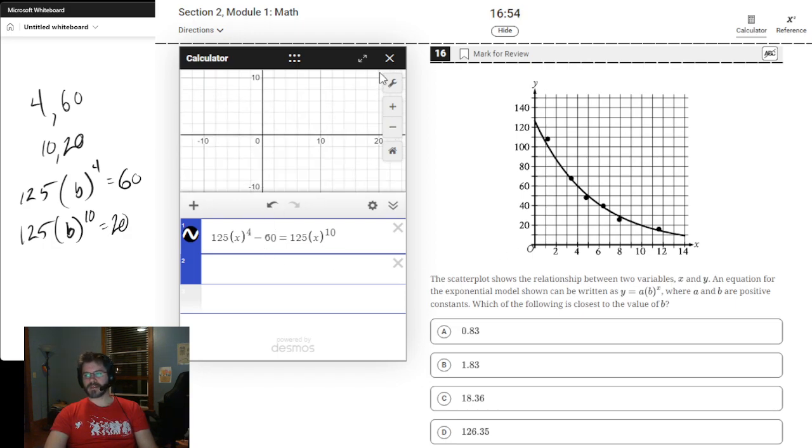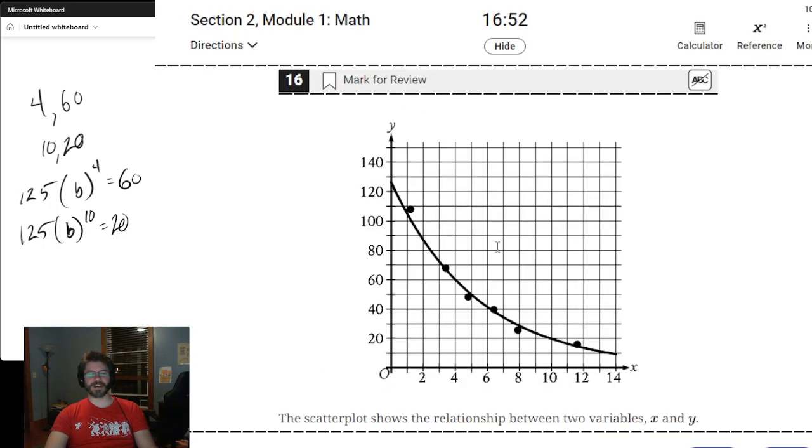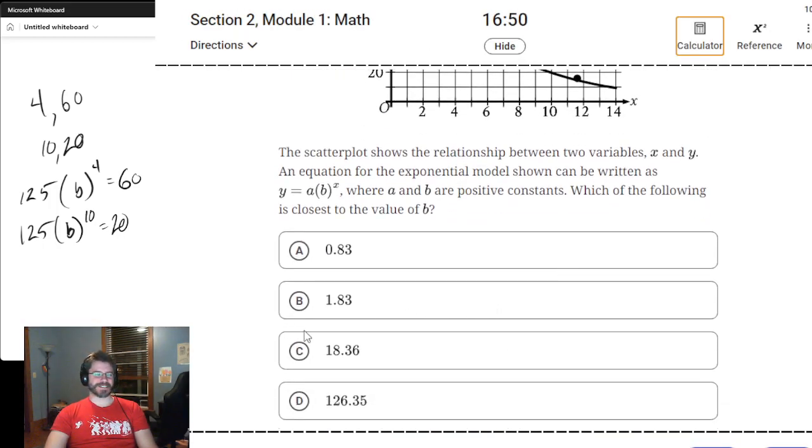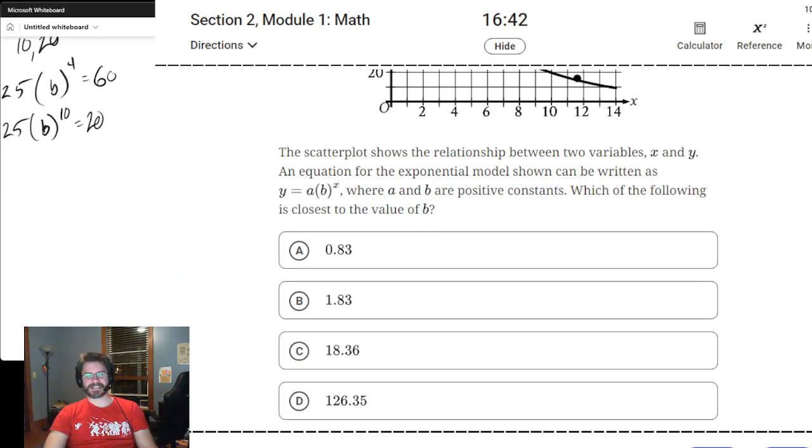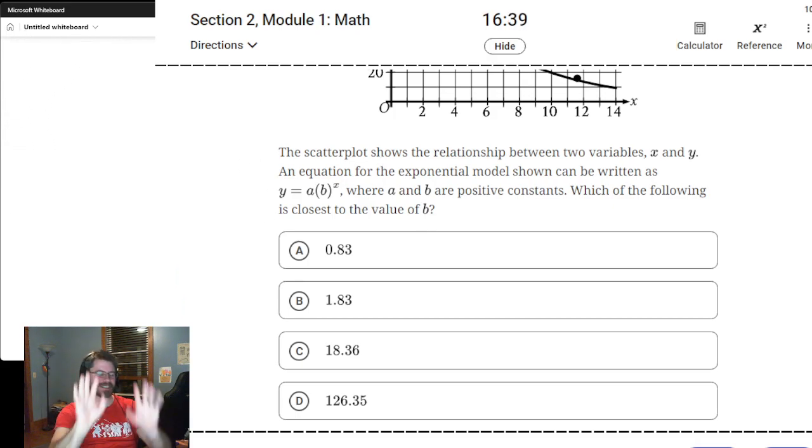oh, wait, I'm way overthinking this. Look at these answer choices. Look at the answer, just think. I should have thought of that first. One of the tactics that you should always be mindful of is the definitions. Just think of the definitions. So 1.83, 18.36, 126.35. They're basically telling you it's 83 point something, but because of the repetition there.